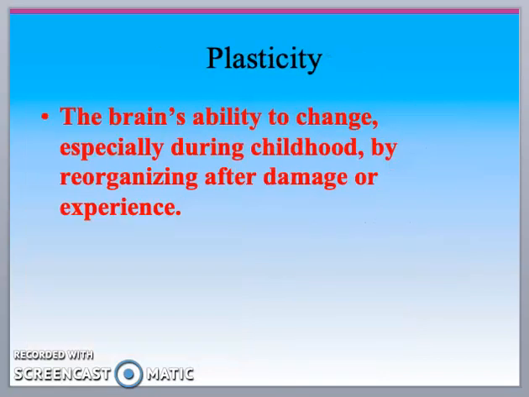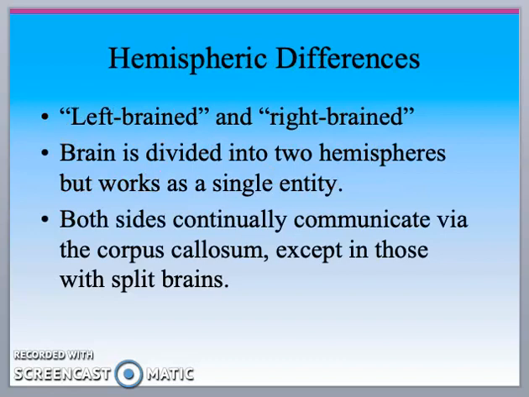Plasticity is where your brain is going to change, especially during childhood. Your brain will grow and develop. And actually, a child's brain, half of it can be removed and they can go on to live a relatively normal life because their brain is growing. Once you get to be an adult, though, that's not going to happen. But your brain is growing, especially as a child. That's plasticity, and it can repair itself.